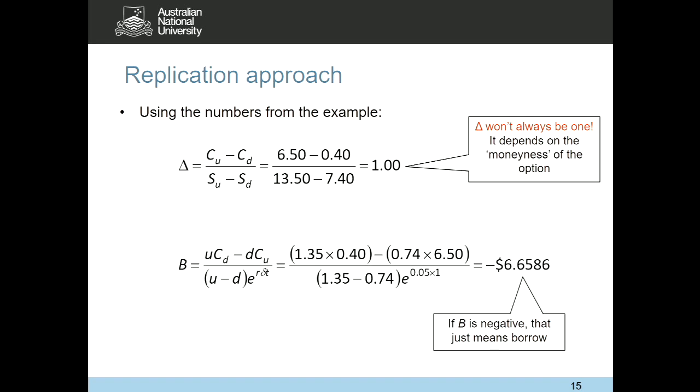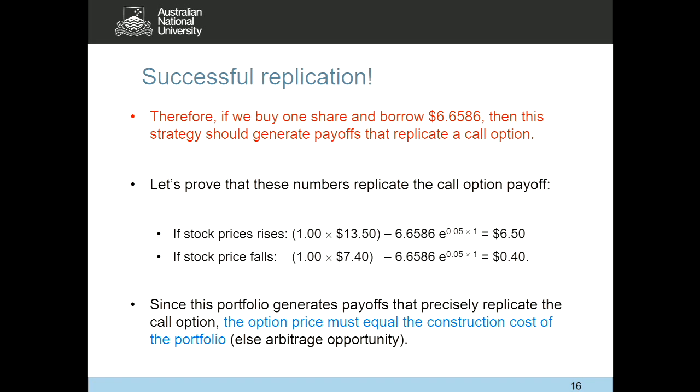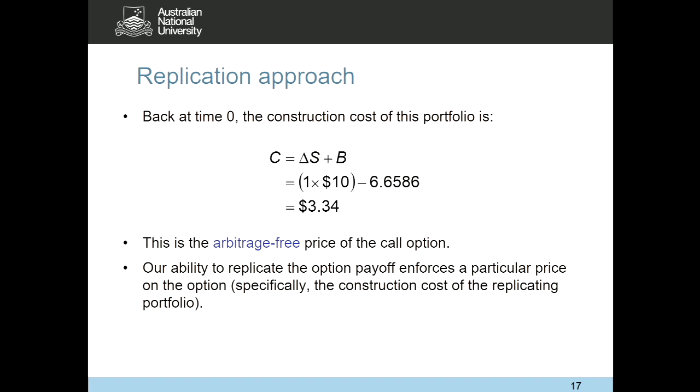So that's the money going out. Yes. So that's the share price minus $6.650 times e to the power of 5% multiplied by 1. Yeah. So everybody understand this concept? We managed to replicate the payoff of a call option, then the setup cost of the portfolio equal to the call option price, $3.34. Any question on the replication approach?